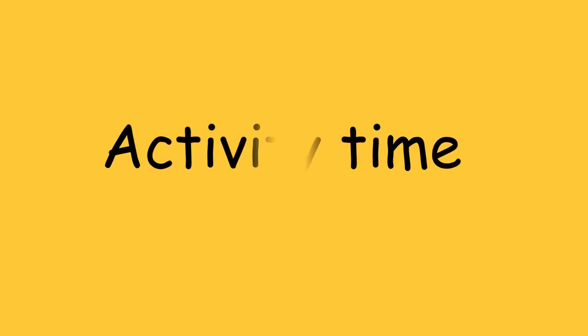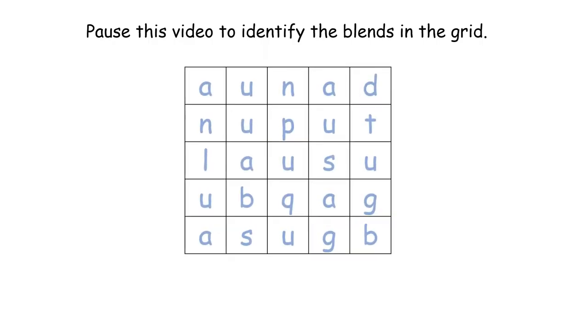Now it's activity time. Let's play a game together. Pause this video to identify the blends in the grid. Un. Can you see where this blend is? Un. Well done. You found it.